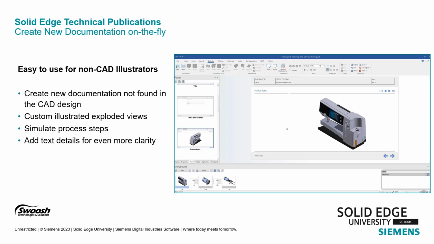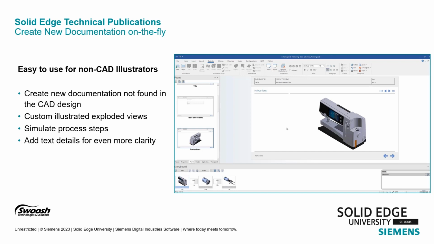So the next area we're going to focus on is creating new documentation on the fly within the Solid Edge technical publication software. So we just saw how we bring over information, but now we're at a point where maybe the illustrator or whoever's creating the documentation, they're not CAD savvy, they don't really know Solid Edge very well, or maybe they're in a time crunch where they have to get something created quickly and they can't wait for the designer or the engineer to create it within the Solid Edge application to pull from. They just want to create something on the fly quickly.